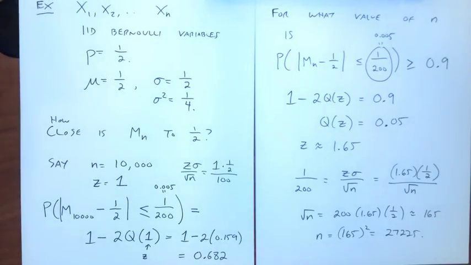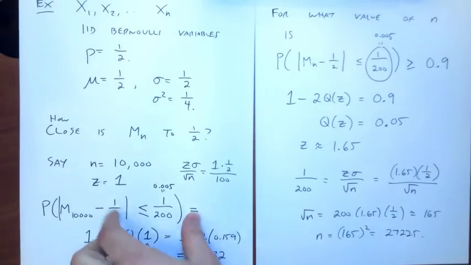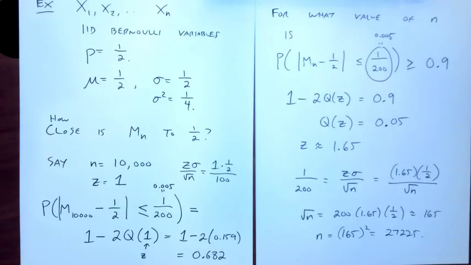So again, let's recap what we learned. In the first case, if I flip the coin 10,000 times, I would be within that tolerance of 1/2 with about 68% probability. And if I want that to be 90%, then I would have to flip the coin 27,000 times instead of 10,000 times. Let me stop and ask, any questions about this? If you understand this example, you can solve any problem along these lines. Okay, so let's do a couple more examples.